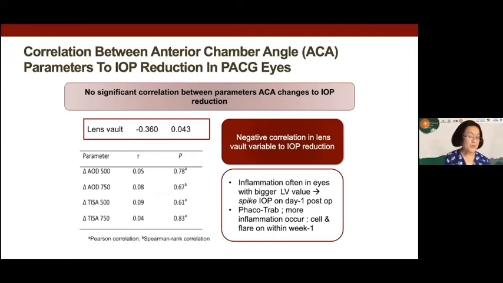Furthermore, we also explored the correlation between the anterior chamber angle parameters and the decrease in IOP in PACG. A significant correlation was only found between the lens vault value and the reduction in IOP, and the rest of the other parameters didn't show any significant correlation to the decrease in IOP.